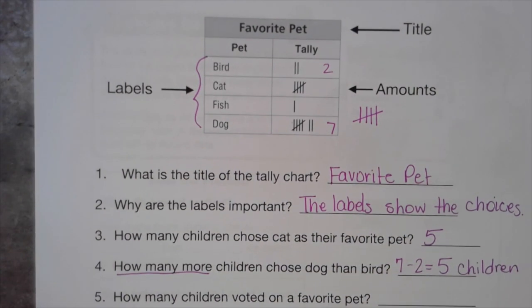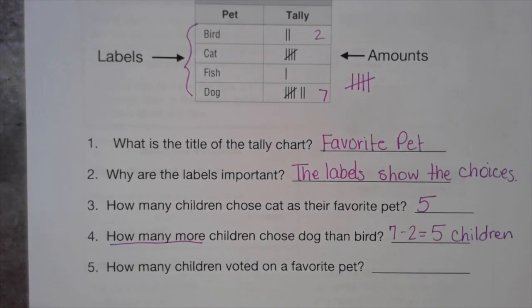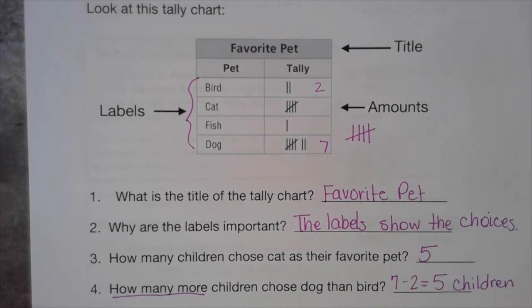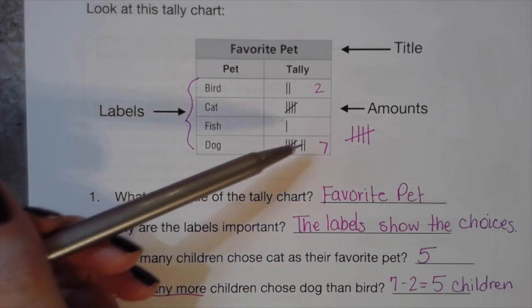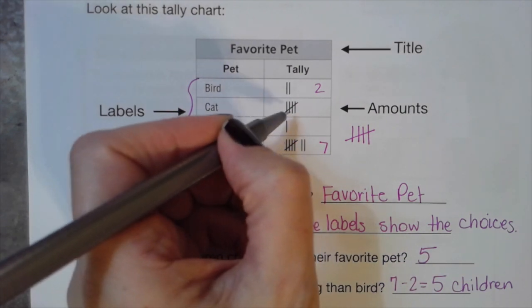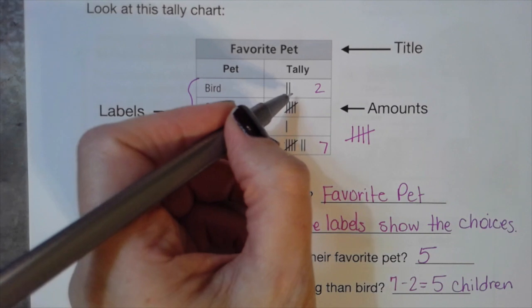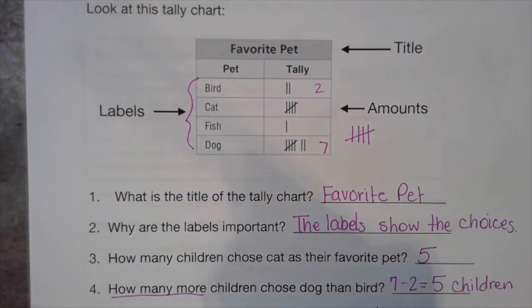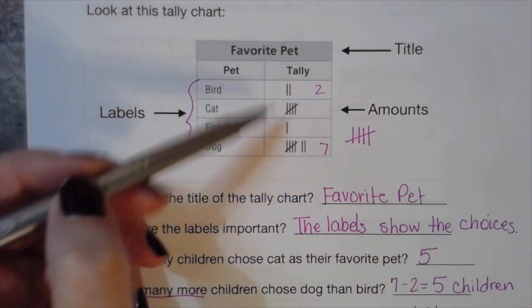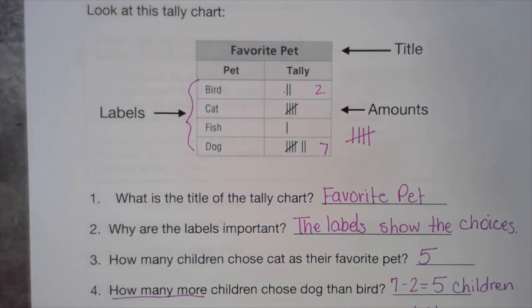This is easy, right? Yeah, we love graphing. How many children voted on their favorite pet? Well, how am I supposed to know how many kids voted? Right, I need to count. Okay, so we've got 7, 8. 8 plus 5 is 13, 14, 15. So 15 children voted. I can find that out by just counting how many tally marks there were, because each tally mark stands for 1 vote.